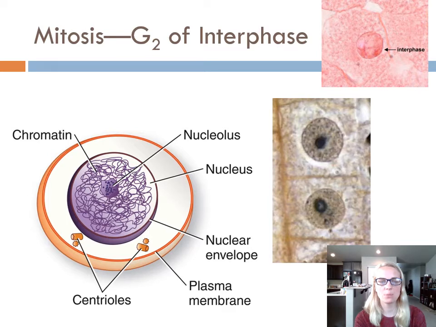So I'm going to pick up with G2 of interphase. So if you remember the cell cycle, we have G1, the cell's just doing its thing. S, the DNA is dividing. G2, we are in interphase. So the cell is growing, everything else is dividing, but visually it just still looks like interphase. We can't really distinguish between any of the phases of interphase.